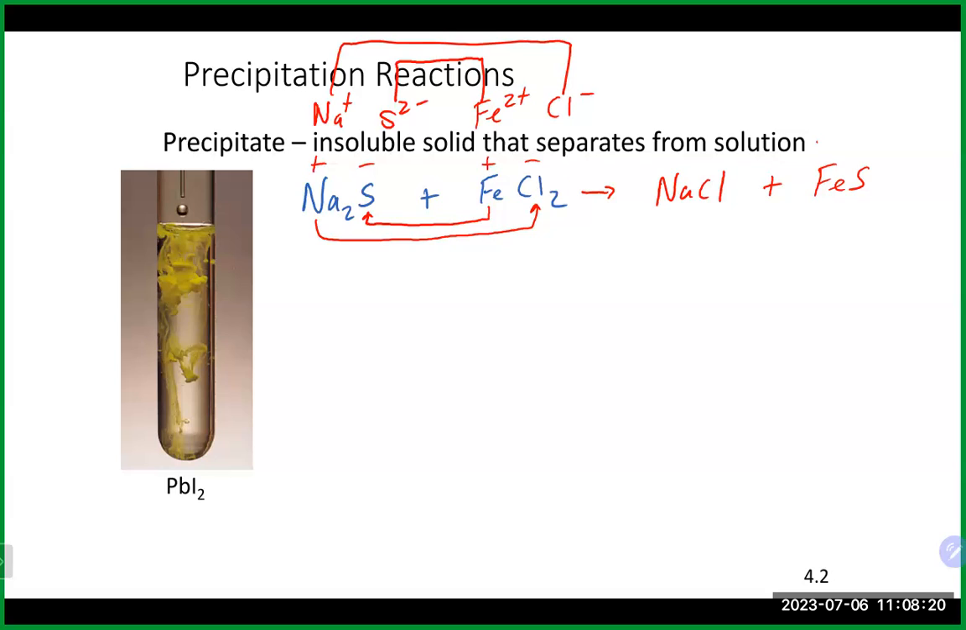Now that you have all the proper formulas, you want to balance it. In this case, I do need to put a 2 here for the sodium. That also takes care of the chloride, I think. And we have 1 iron and 1 sulfur. So we are balanced in this case. First off, any questions on how to properly predict it on that side there?